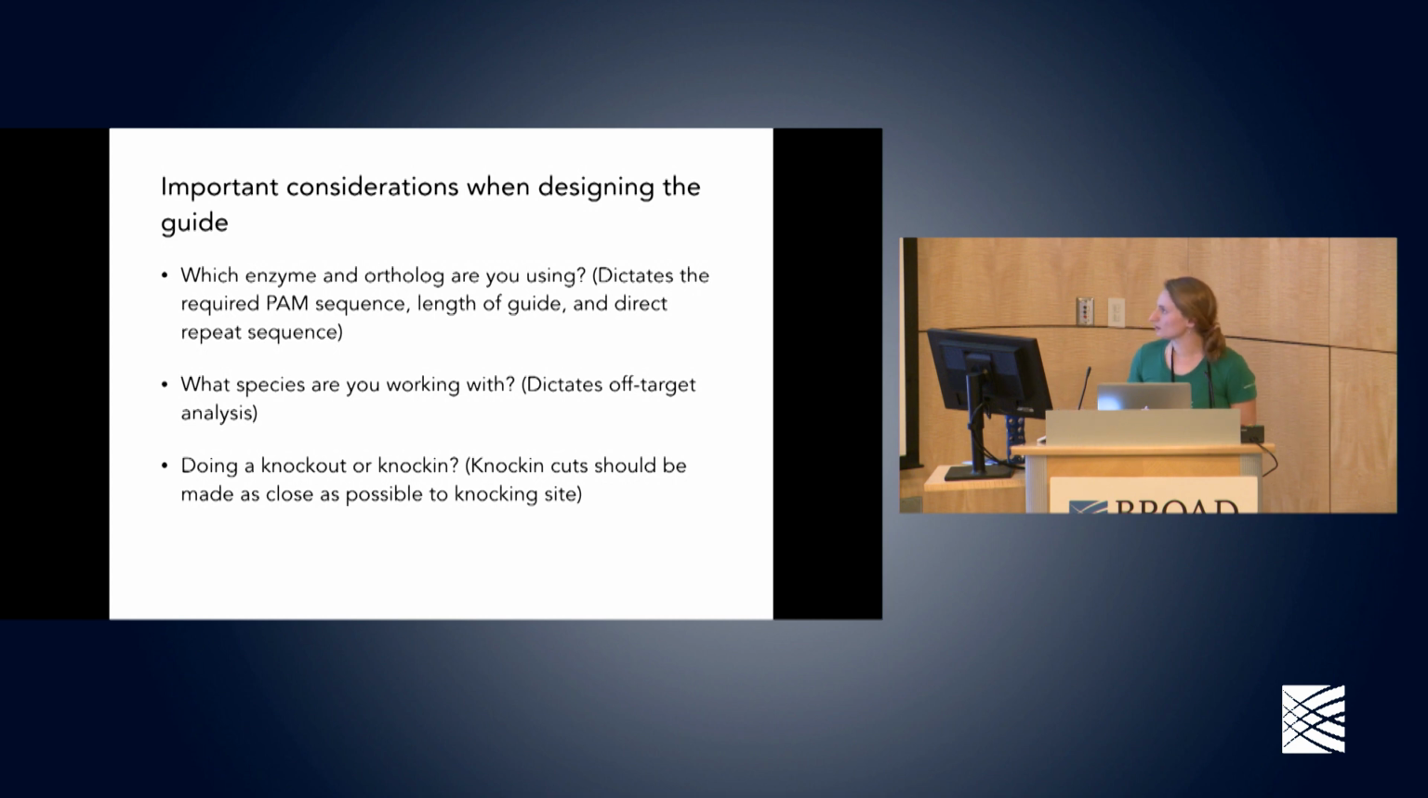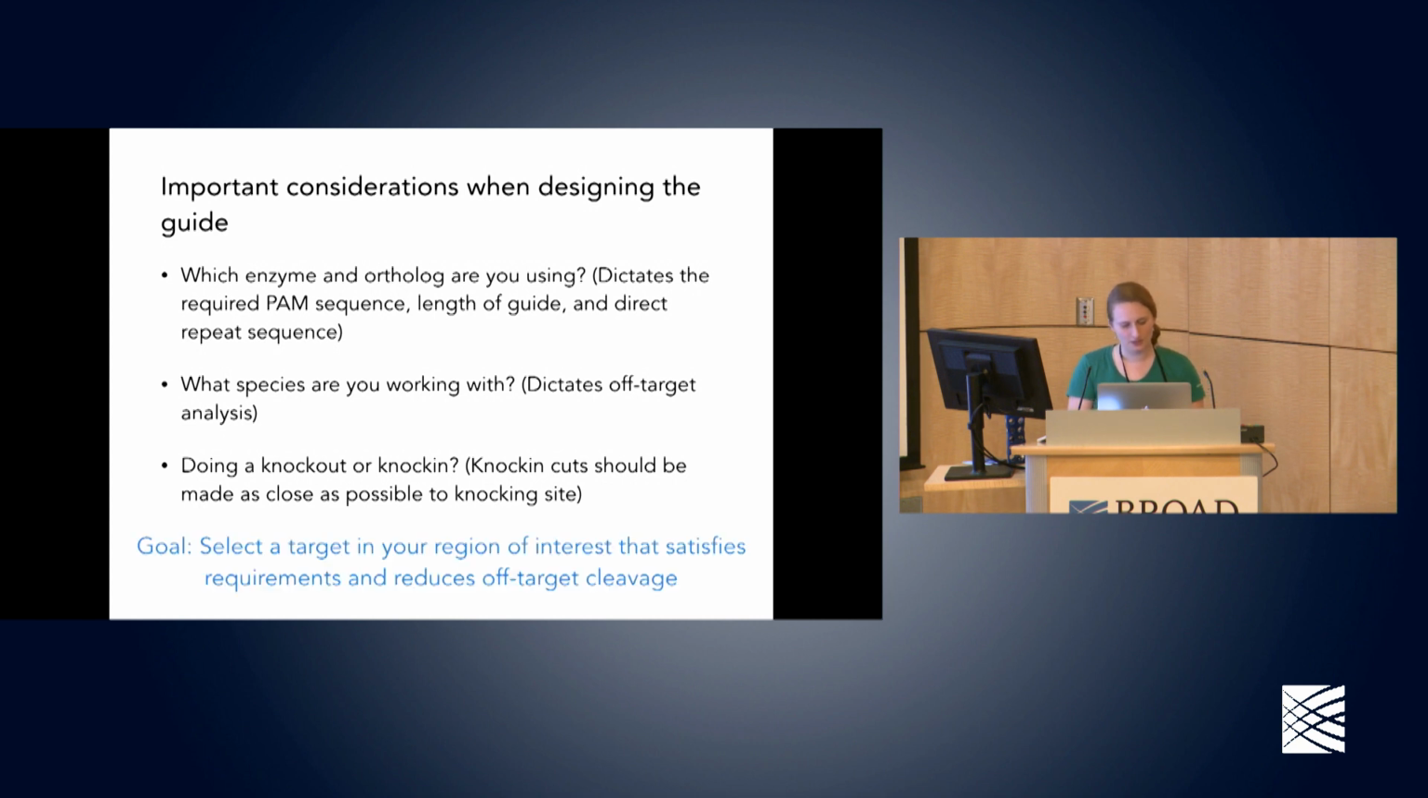And then lastly, when selecting your guide, it's important to keep in mind if you're doing a knockout or a knock-in, because this can slightly alter where a cut site may occur. A knockout needs to occur in an early constitutive exon, whereas a knock-in, so let's say if you're trying to knock in a large piece of DNA or do HDR, usually needs to be as close as possible to the site of alteration. And so the overall goal here is to select a target in your region of interest that satisfies the requirements, so for example, the PAM, and reduces the probability of off-target cleavage.